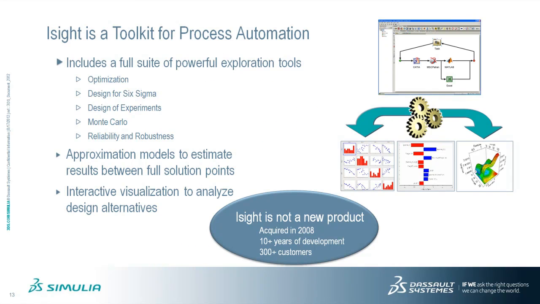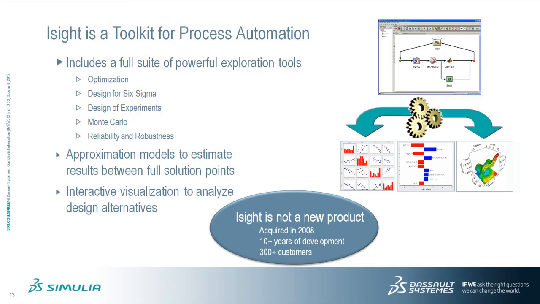So to perform this task, we're going to use iSight. iSight is primarily a toolkit for process automation. It allows us to string together a number of procedures: pre-processing, solving, post-processing, calculation of different failure criteria, margins calculations. iSight also includes a very powerful suite of exploration tools. This includes optimization, design for Six Sigma, design of experiments, Monte Carlo, and reliability and robustness.